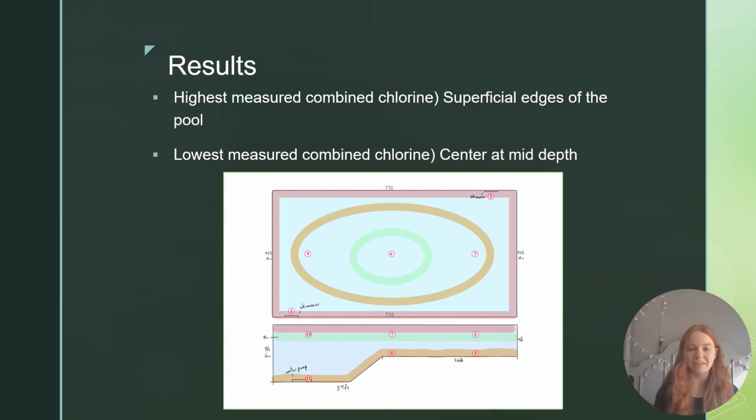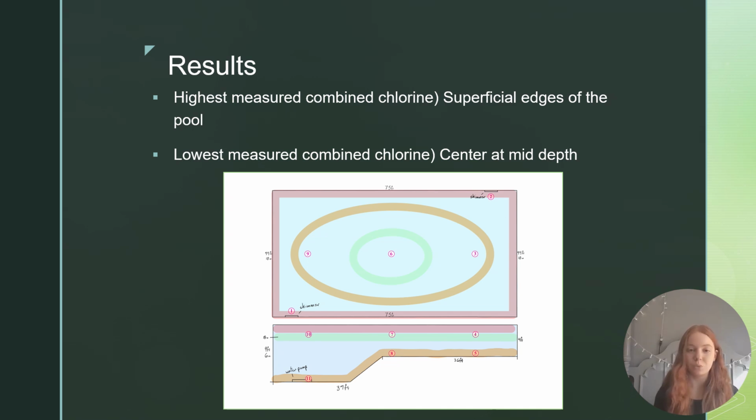After calculating the total and free chlorine at each sample location, the areas with the highest levels of combined chlorine and the lowest measuring accuracy were on the edges of the pool at the surface. In comparison, the location with the lowest levels of combined chlorine and the highest measuring accuracy was in the center of the pool, at the recommended depth of 18 inches.